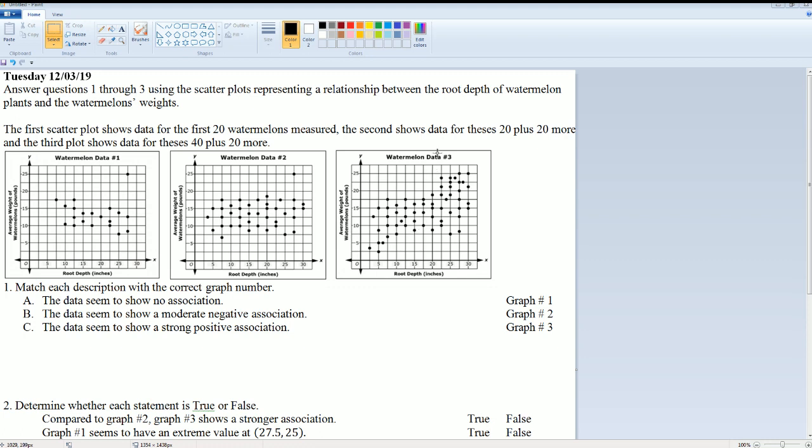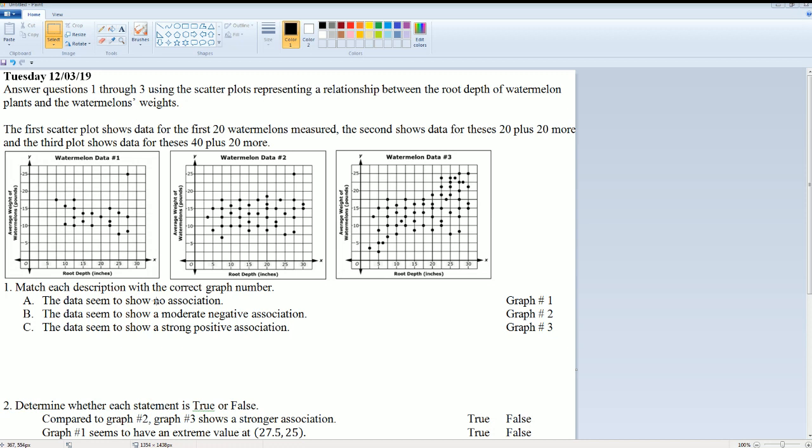Notice as we increase the amount of data that we collect, the better we get at measuring and predicting the values. In stats, it's called the law of large numbers. All right, so number one, match each description with the correct graph.